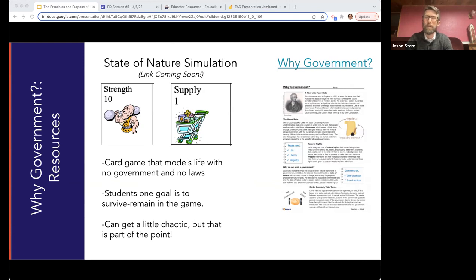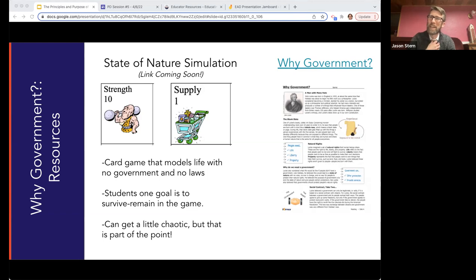There are rules to the activity, but there's no police to stop you if someone steals your food, no one to stop you if you get attacked by somebody else, no laws against anything. And the students just have to survive in this activity. And it can get a little chaotic at times. So you have to know your class and you have to be comfortable with your class.